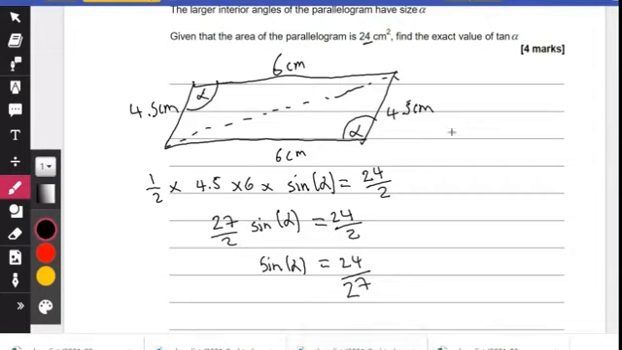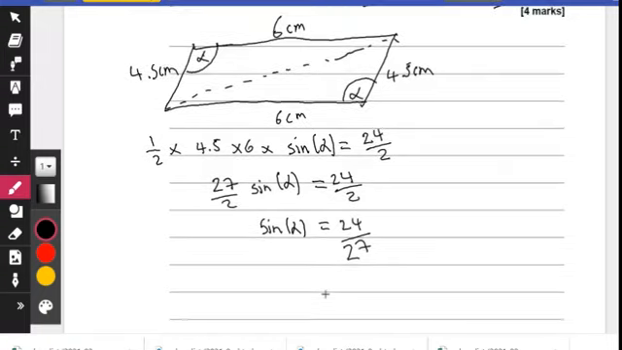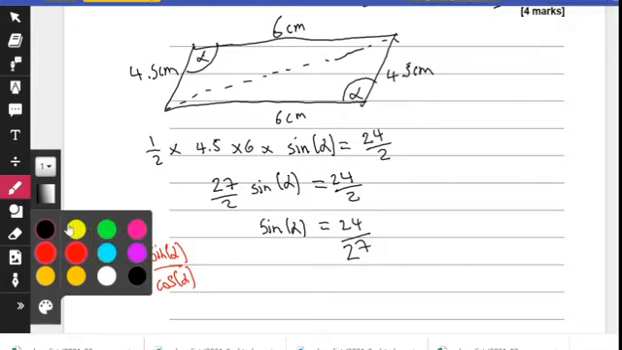Then we want to work out the exact value of tan alpha. So at this stage, we're not going to take inverses and work out alpha. You never do that. One way in which you can do this is use identities. So tan alpha is going to be equal to sine alpha over cos alpha. Problem is, we don't yet have cos alpha, so we can first of all work out what cos alpha is.